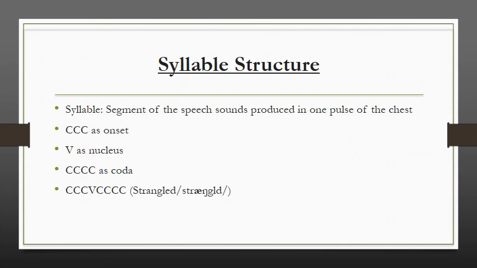Next, a is the vowel that serves as the nucleus in this syllable, and the last four consonants serve as the coda in this syllable structure. Ng, g, l, d. These four are the coda consonants.